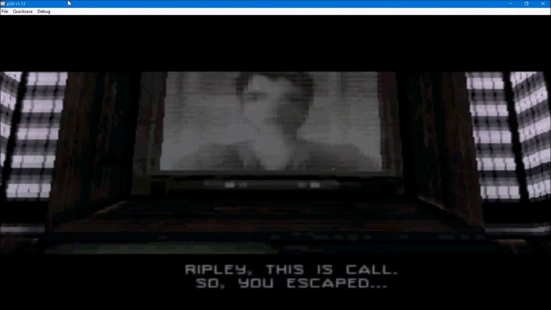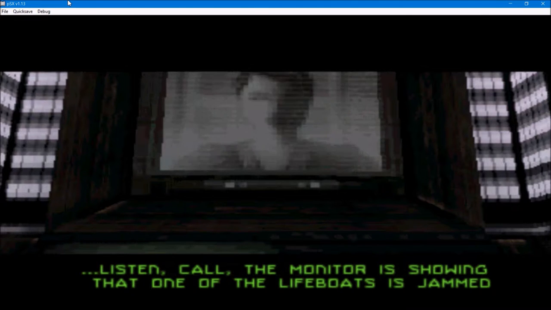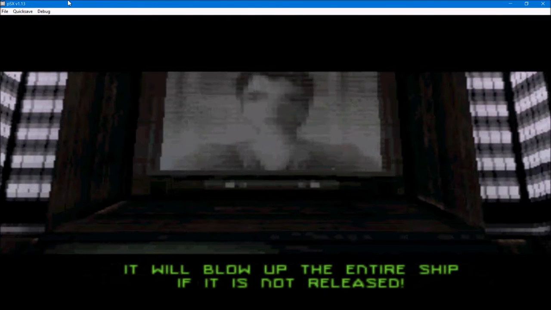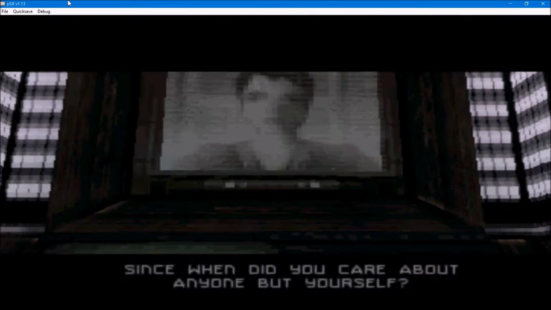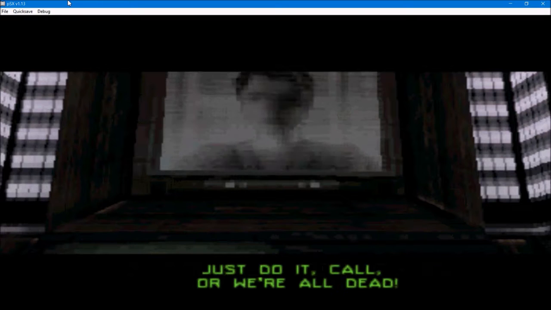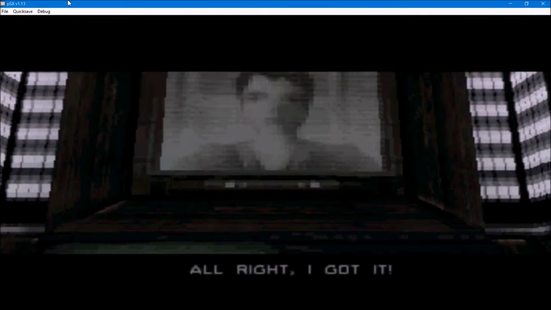Ripley to engineering tech. Is anyone there? Ripley's call, so you escape. Listen, Call. The monitor is showing that one of the lifeboats is jammed and its engines are overheating. It will blow up the entire ship if it is not released. Since when did you care about anyone but yourself? There isn't much time. Just do it, Call, or we're all dead. Alright, I got it.